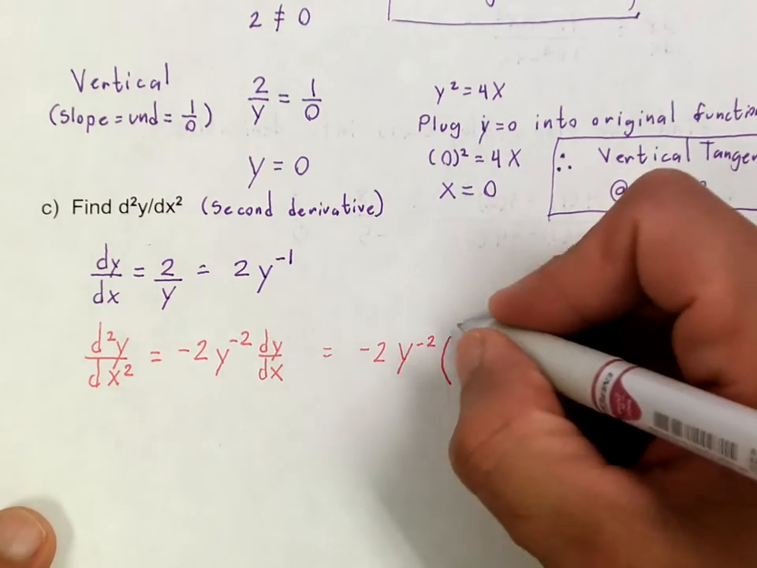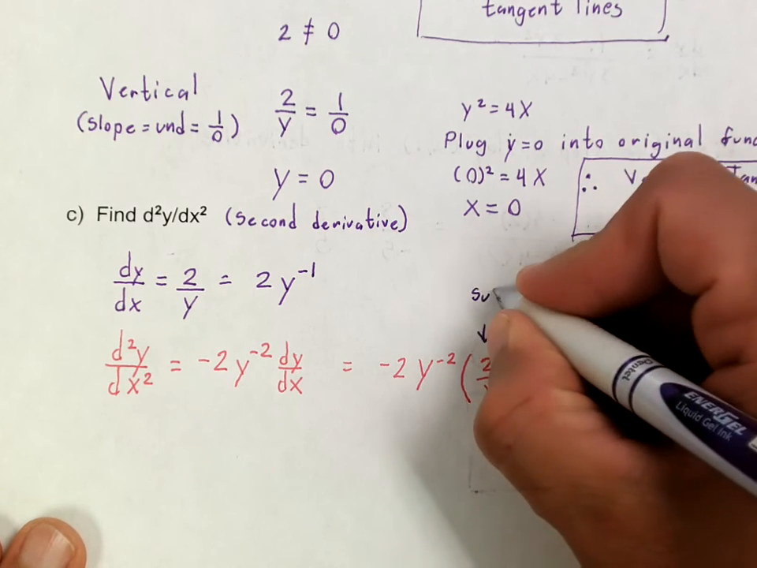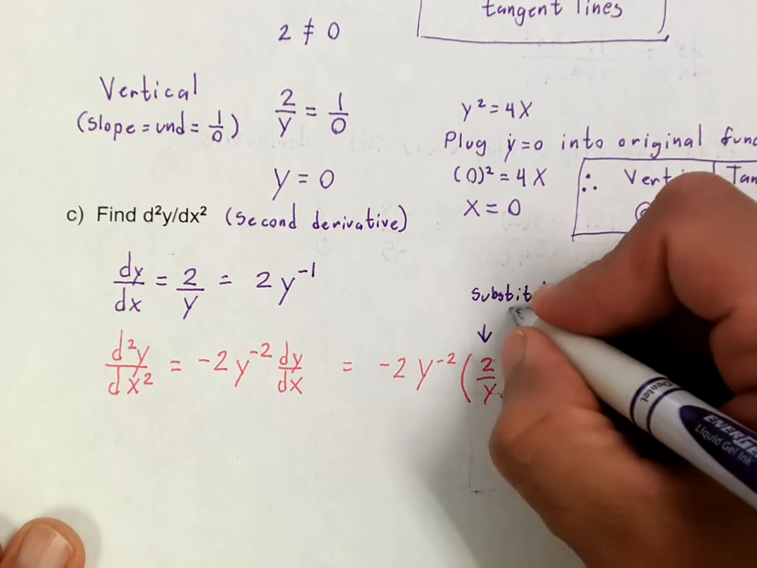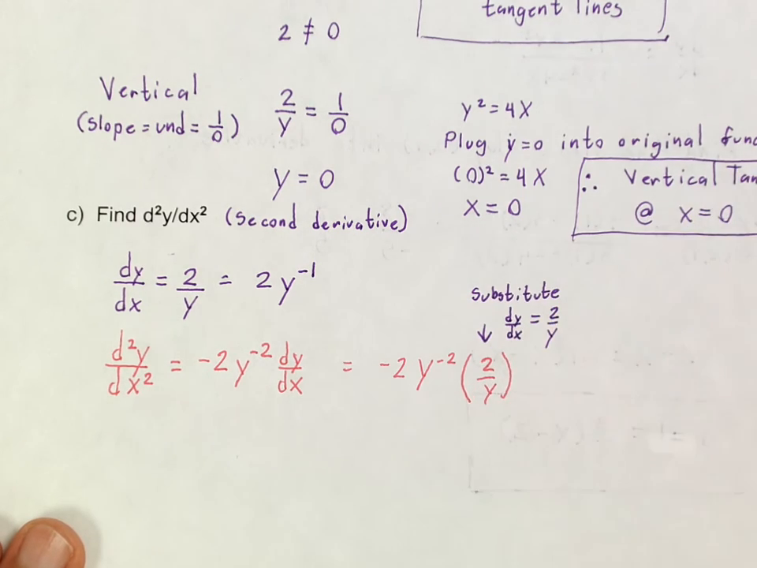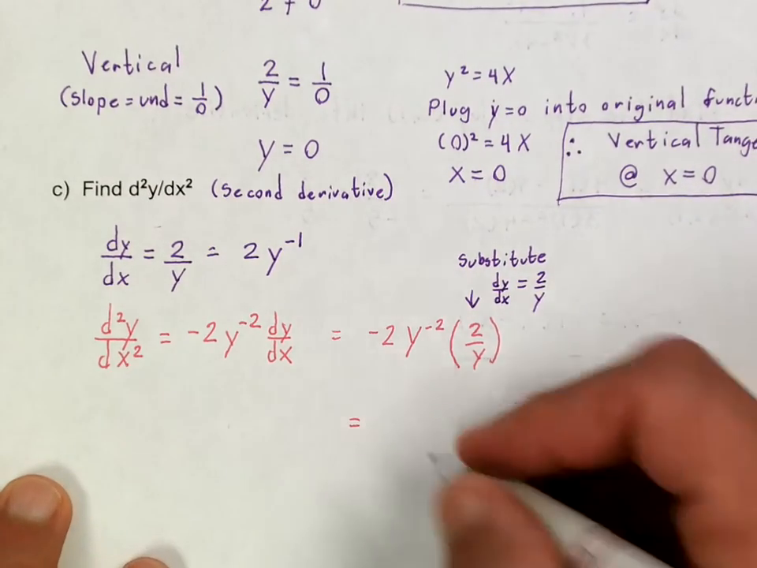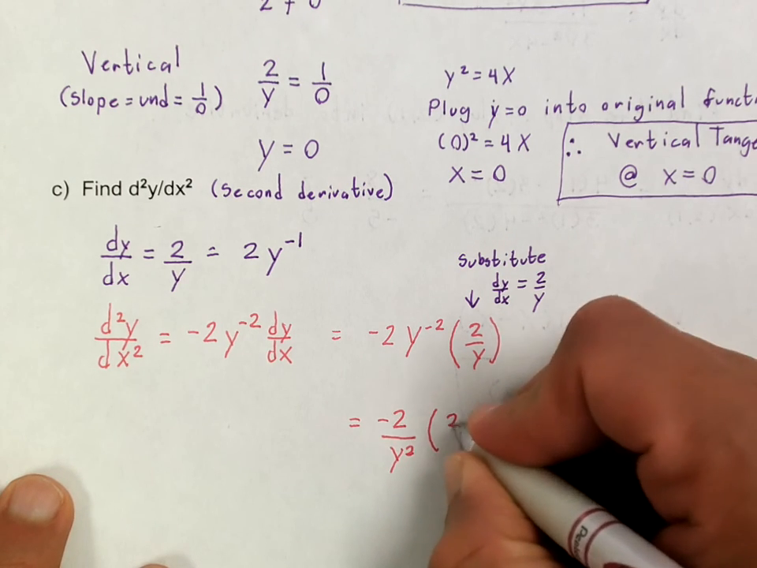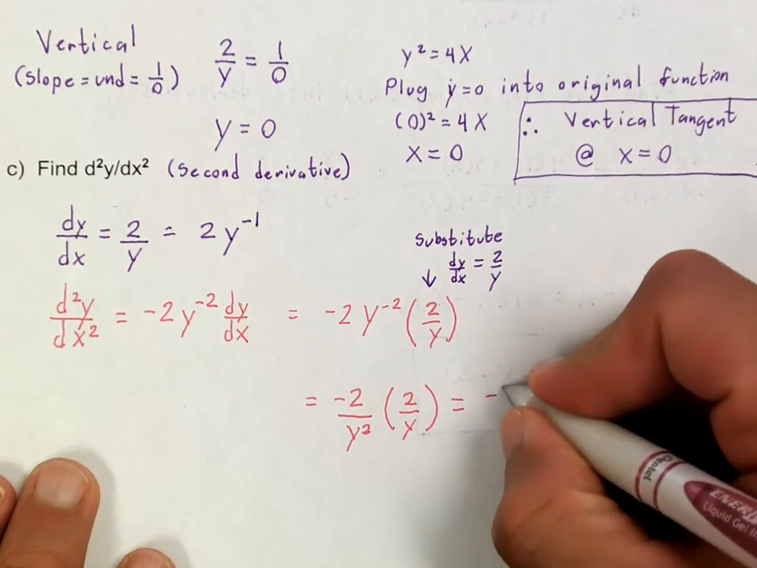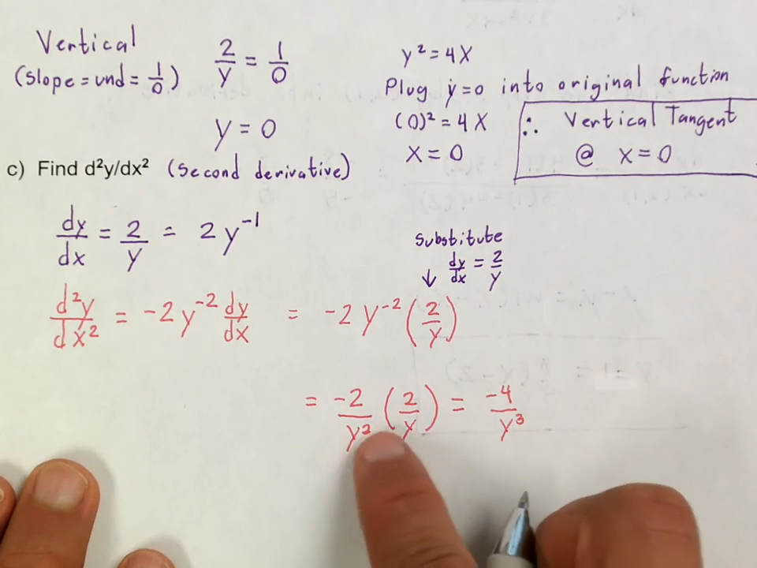Let me write it so you know what is happening here. Substitute dy dx, which is equal to 2 over y. That's what happened there. Then we're just going to do some simple algebra. You can do it in however many steps it takes you. This would be y squared times 2 over y. This one's going to be negative 4 over y cubed. Remember, because when you multiply the two denominators, you're going to add the exponents.